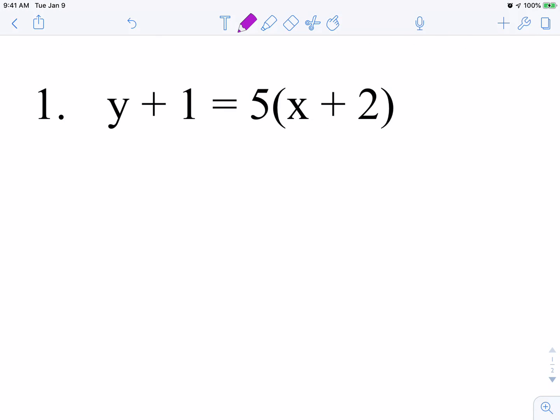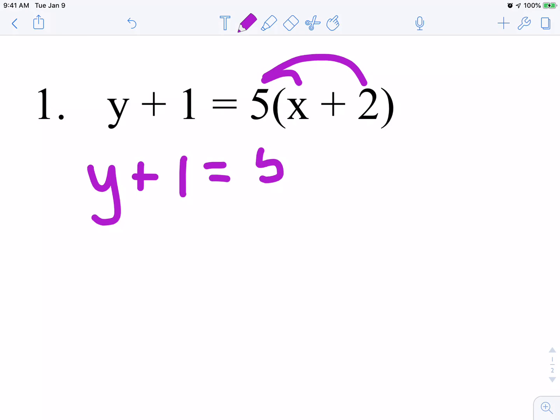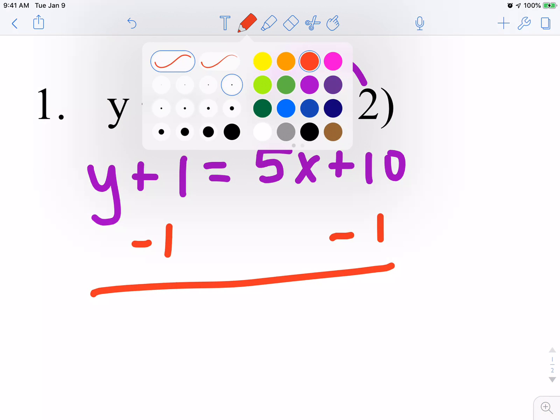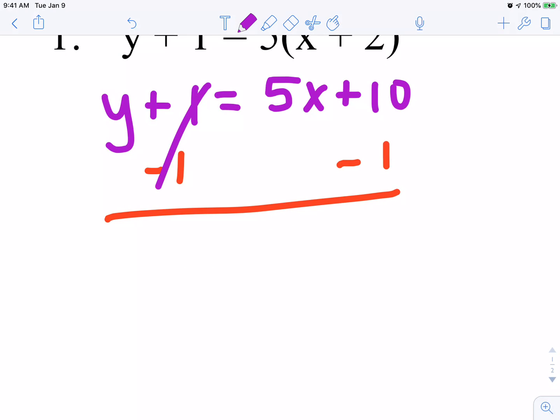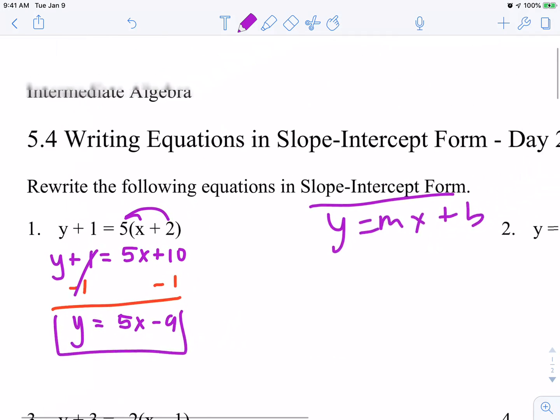So before we do that, we need to get rid of this parentheses. So I'm going to distribute, or multiply 5 to everything inside. So I get 5x plus 10. Okay, because 5 times x is 5x, 5 times 2 is 10. And then now I need to get rid of this 1 so that I can have y by itself. So 1 minus 1 goes away. I get y is equal to 5x minus 9. That's your answer.